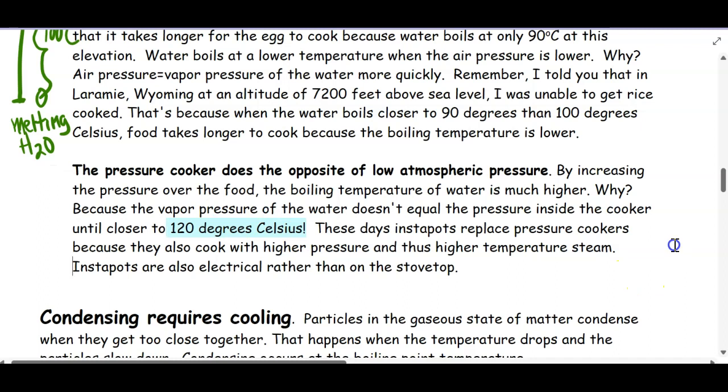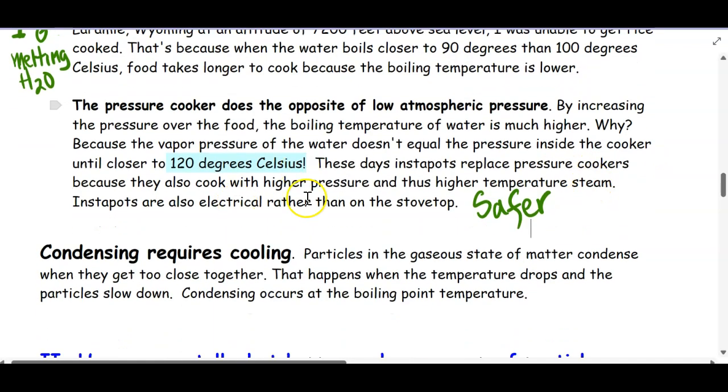Wow. So these days, Instapots, I know many of you have Instapots. Insta means instant. Instapots replace pressure cookers because they also cook with higher pressure and higher temperature steam. So the food is cooking in the steam, the water and the steam generated by the higher pressure. Instapots are also electrical rather than stovetop, and they have been engineered to be safer than the old pressure cookers, safer over time. So I bet many of you have Instapots. We do too.